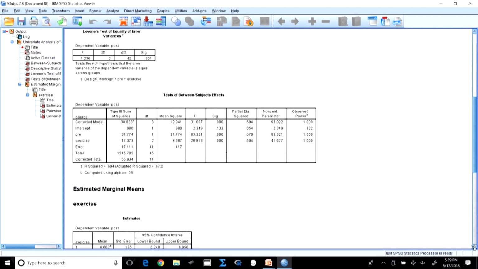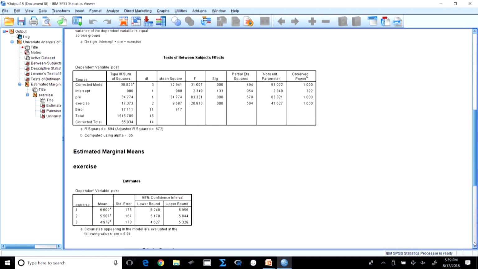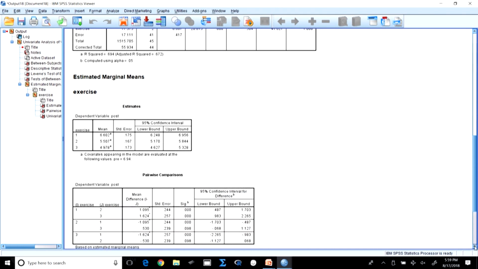Now, but can we say which group, which exercise is having the highest effect? That means no exercise, moderate or high exercise. To do this, we have a post hoc test, which is the paired comparison. Now, let us look at the first 1 and 2, right. So, 1 minus 2 is 1.095, the difference, that means it is positive, that means the cholesterol level is more in case of 1 than 2, right. And is this a significant difference? Yes, it is a significant difference.